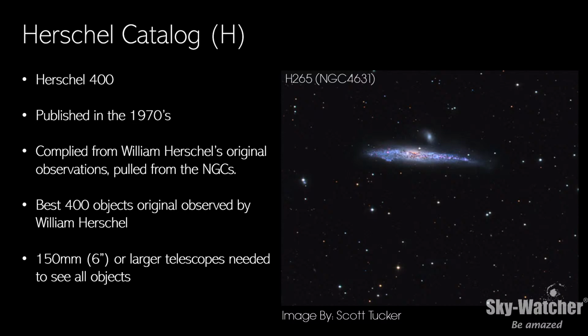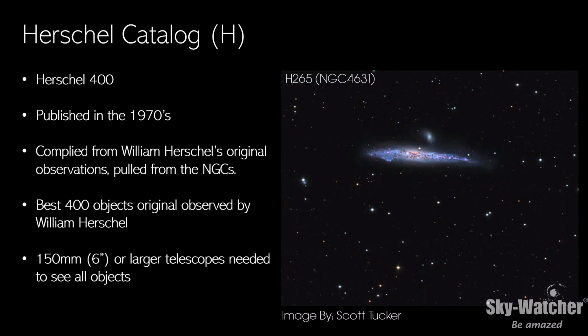pulled those 2,700 odd objects, and they combed through them, getting to the best 400 of those objects, and that brings us to what's known as the Herschel 400. And I think there's a Herschel 2 set now from another club that went through and added another collection of them. I think it's another 400 or so.